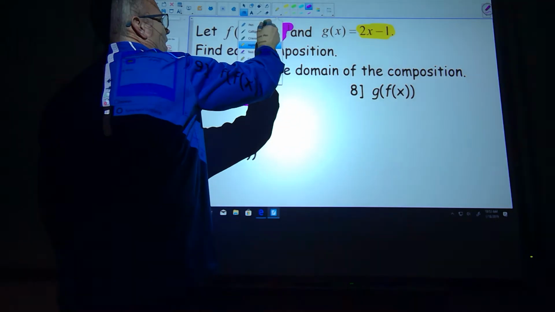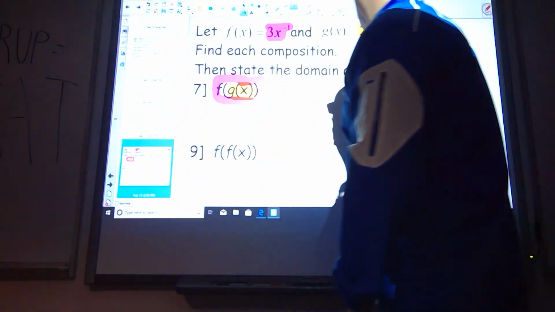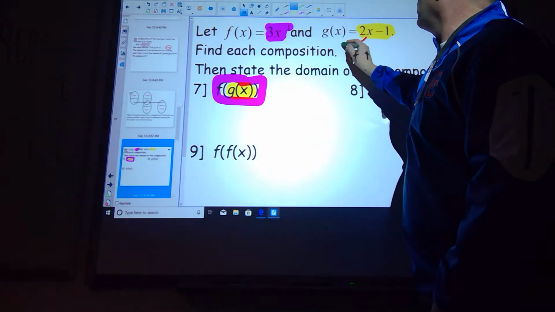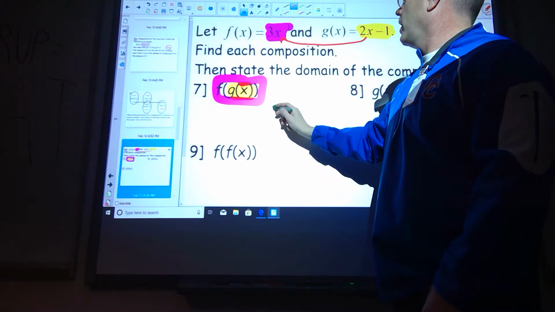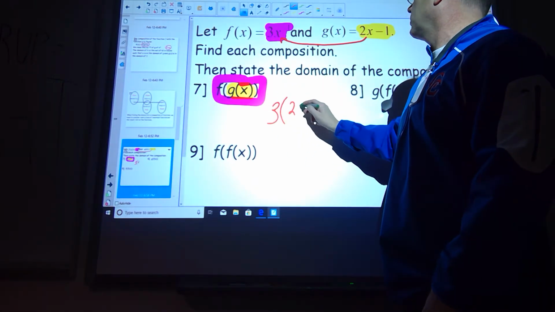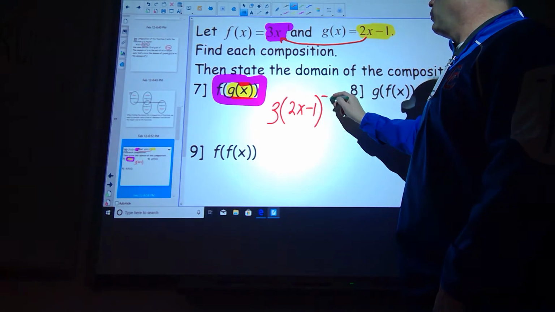Watch. It's not that hard to do. Visually, it's going to work. I'm going to take this yellow part right here and plug it in for this x. So I get 3 parentheses 2x minus 1 to the negative 1.